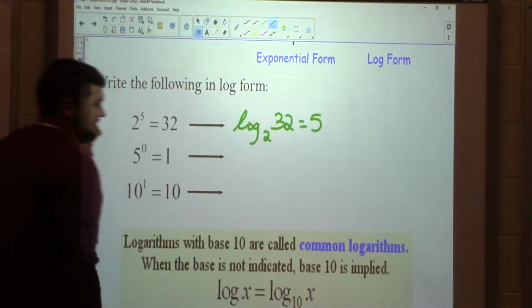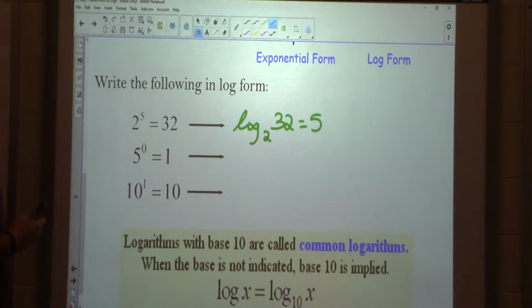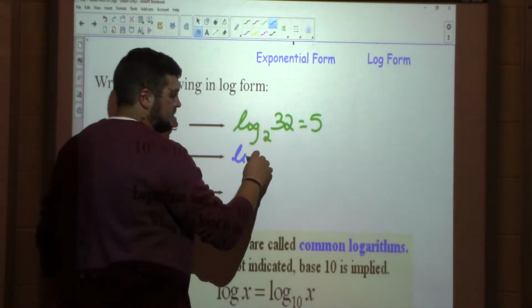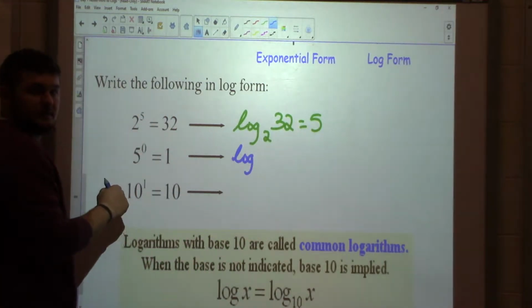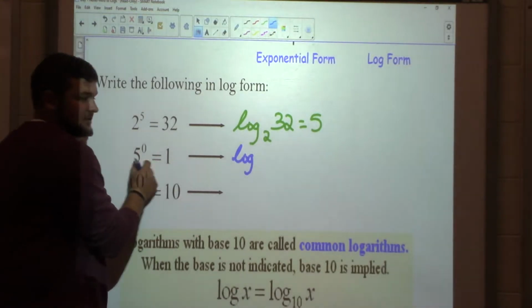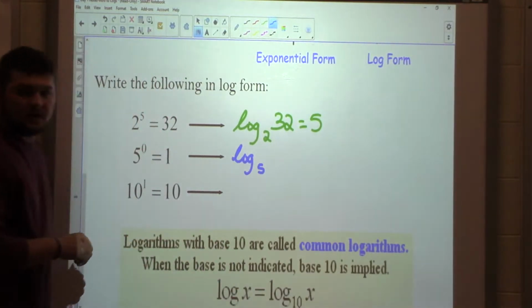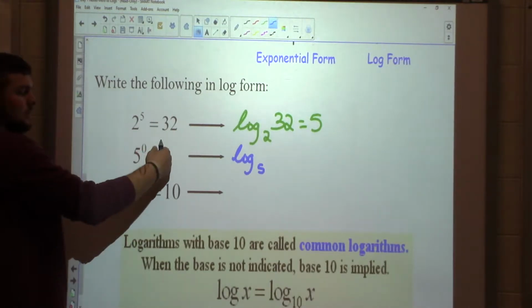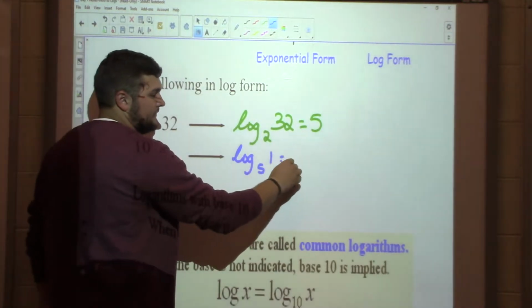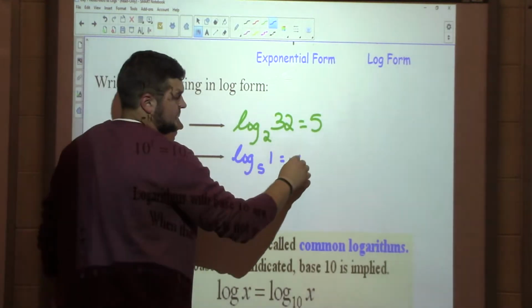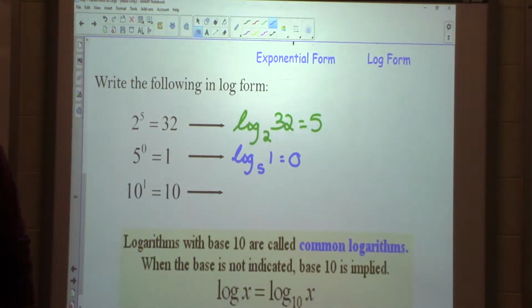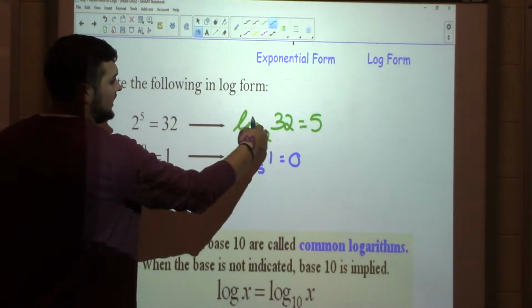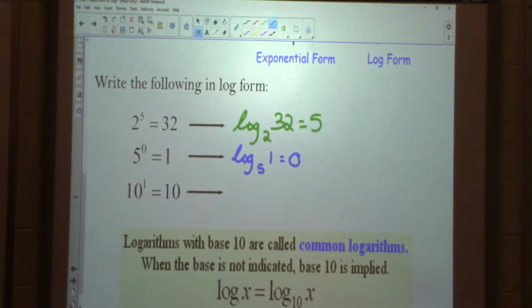The next one, 5 to the 0 power equals 1. Log base. What's my base going to be? 5, because it's the base of my exponent. So base of my exponent becomes base of my log. What my exponential equals, 1, is what I'm going to take the log of, and it's going to equal my exponent of 0. So log base 5 of 1 equals 0. Get in the habit of using that verbiage, right? Log base 5 of 1. It's not log of 5 of 1. Log base 5 of 1.